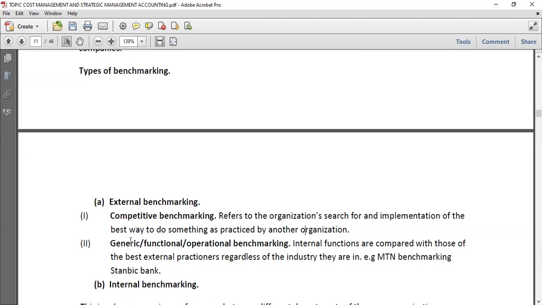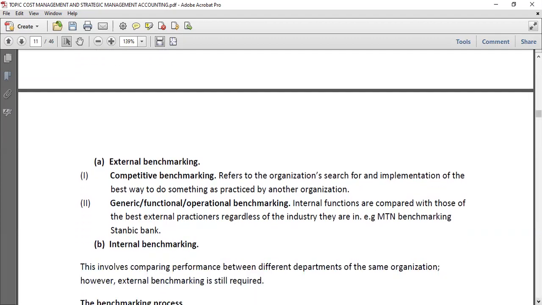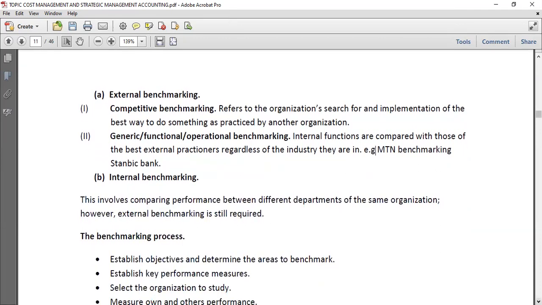Okay, and then we also have what we call generic function operational benchmarking. Now, this may not be competitive. It may even be across different industries. For example, if we want to benchmark on how we treat our employees during the time of COVID, we might benchmark between MTN and Stanbic. Okay, basically, how is Stanbic responding to this time of COVID? And then also compare that with, let's say, MTN. And then we have, of course, internal benchmarking.